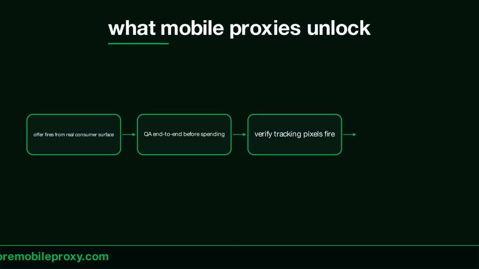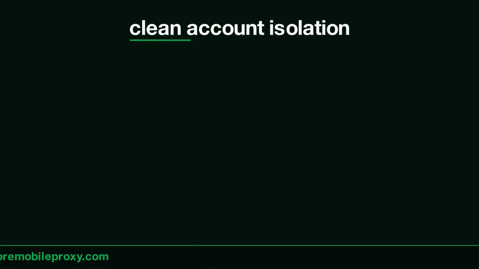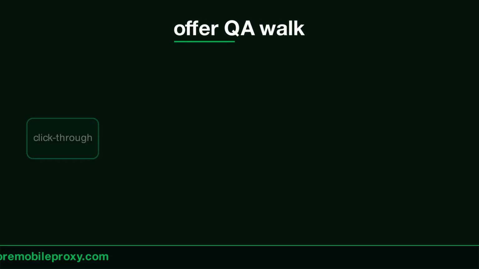Mobile proxies fix that immediately. Route the click through a Singapore mobile IP, set a current iOS or Android UA, and the offer fires the way it fires for a real consumer. Three downstream things become possible. You can QA the offer end-to-end before you spend traffic on it. You can verify your tracking pixels fire correctly, and you can map the redirect chain to confirm the network is not stuffing extra cookies into the funnel.